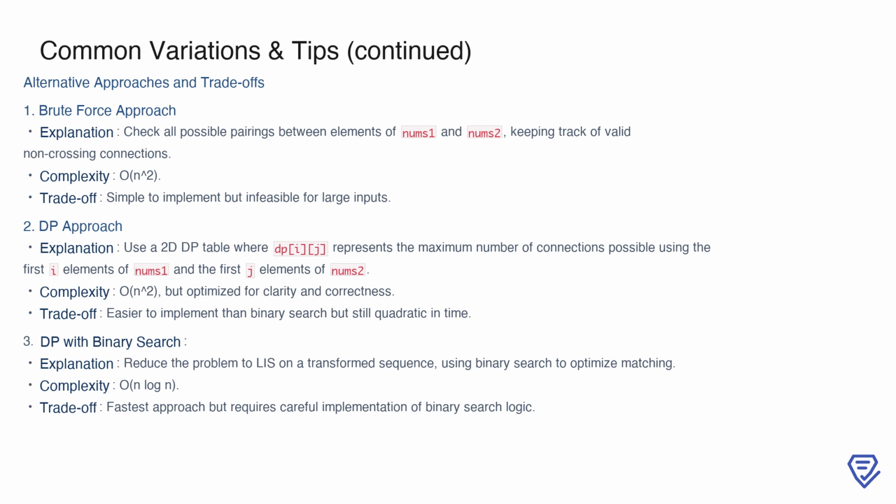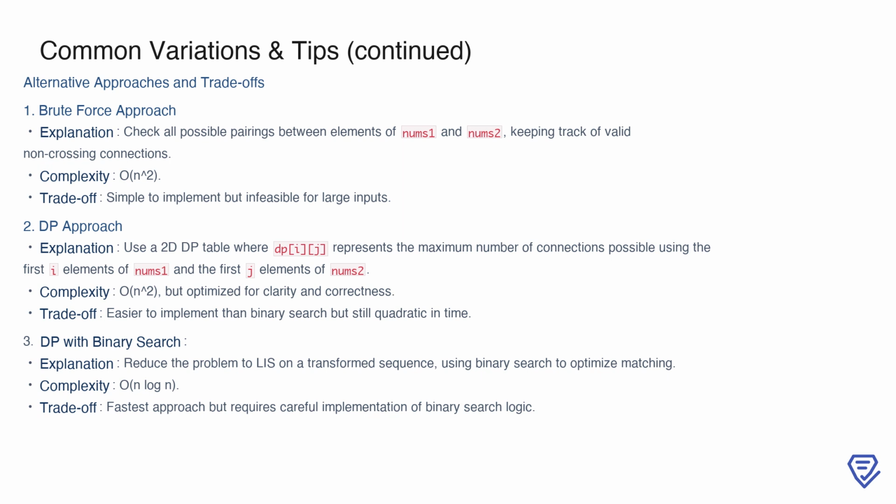A more efficient solution is the dynamic programming approach, where you use a 2D DP table to track the maximum number of connections possible for different prefixes of the two arrays. This approach is clearer and more robust, though it still has a quadratic time complexity.